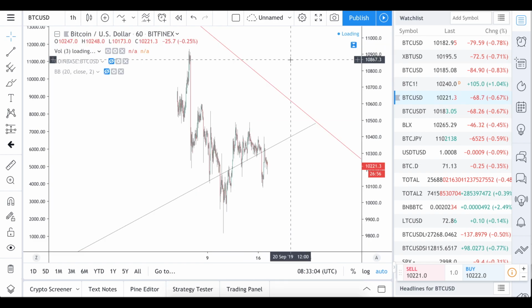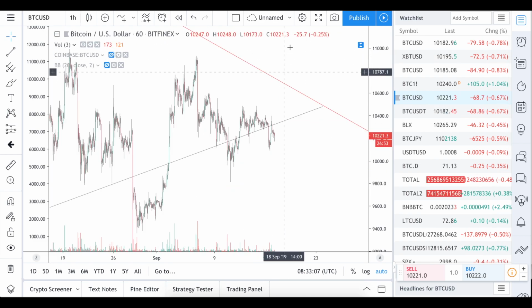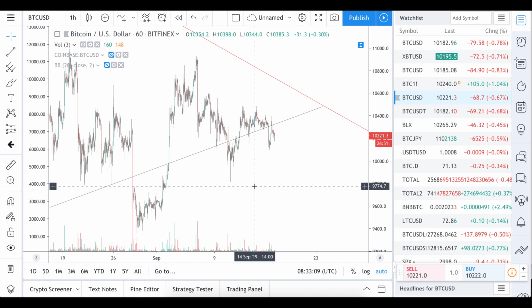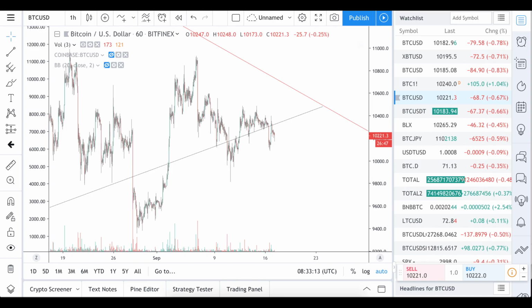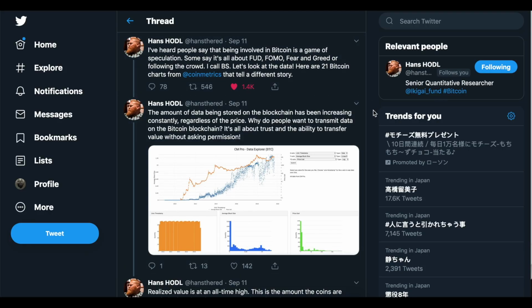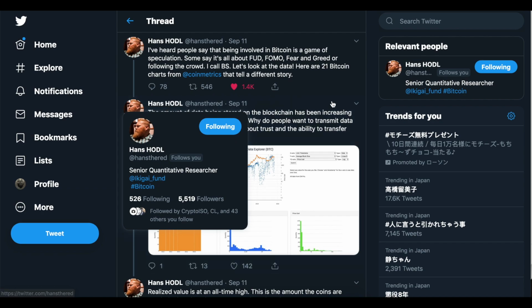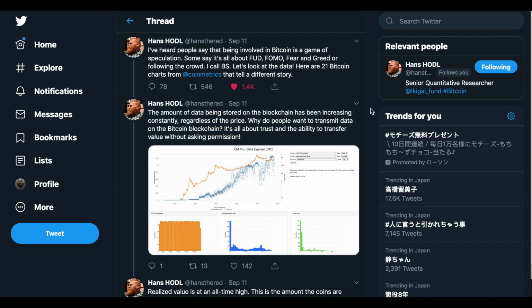And meanwhile, I was going to mention some fundamental things. So we looked at the price of Bitcoin from TA perspective. We also looked at the altcoins in previous videos. Today, I was going to mention one interesting thread from Hans Hodl on Twitter. He's from Ikigai Fund. We actually referred to his data before several times.